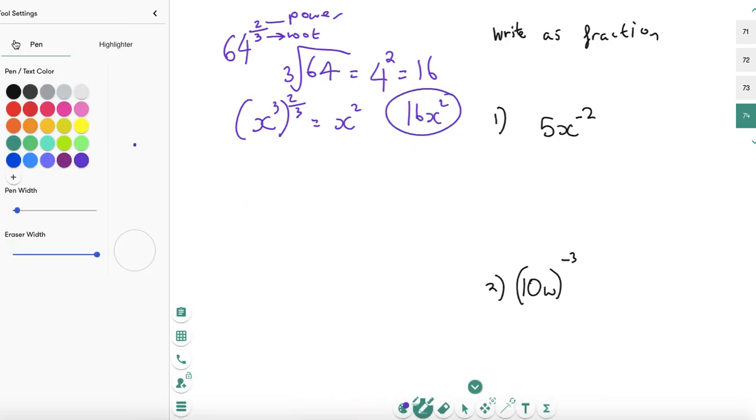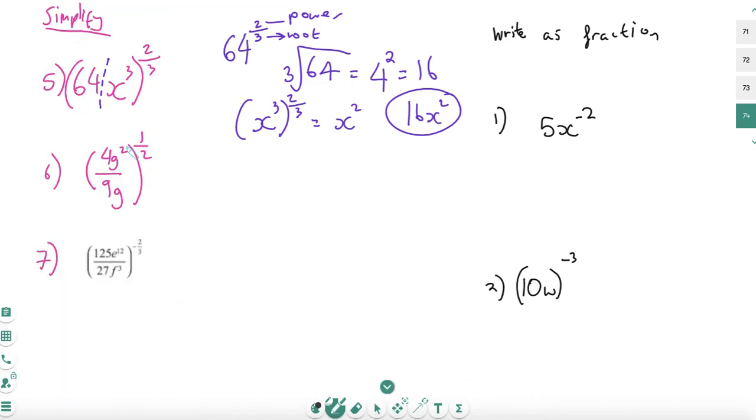Next one. Oh, this one's getting saucy. 4g squared divided by 9g to the power of 1/2. Whenever you have a fraction and it's being powered, what you do is you have to power both the top and the bottom by 1/2.